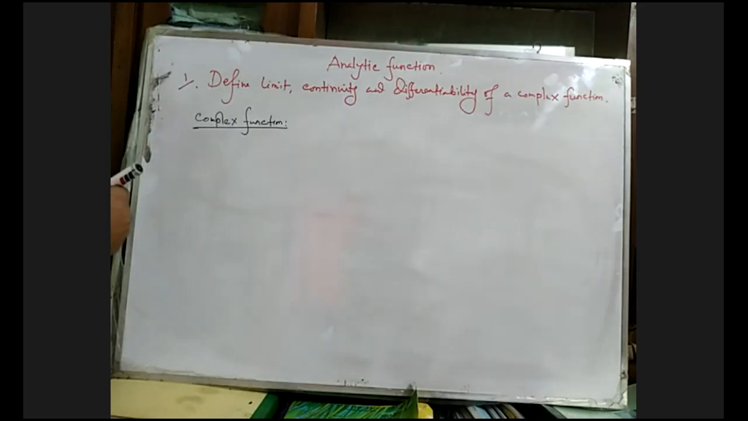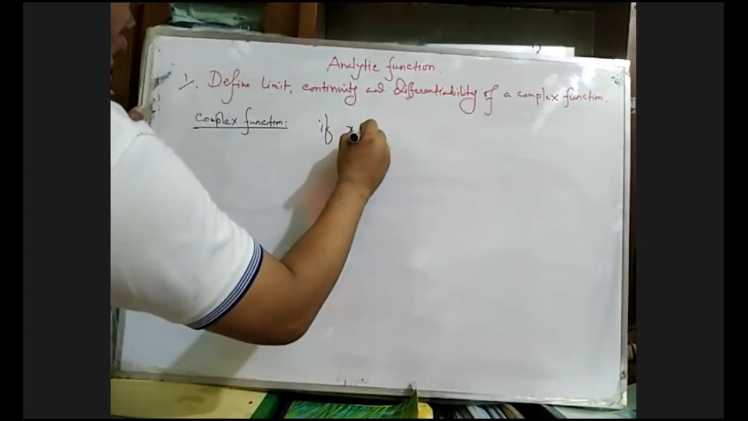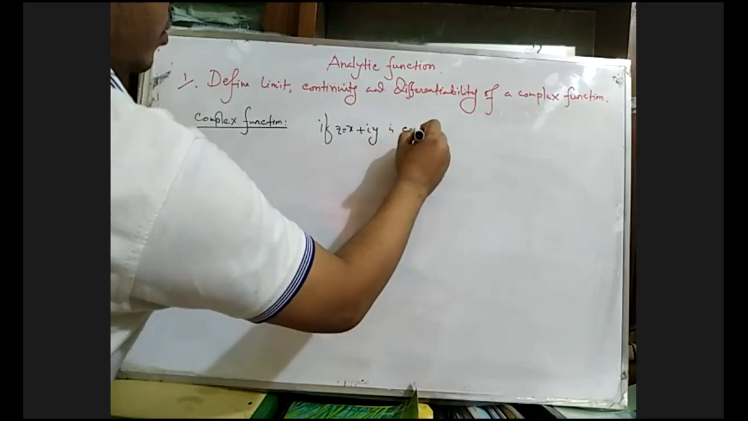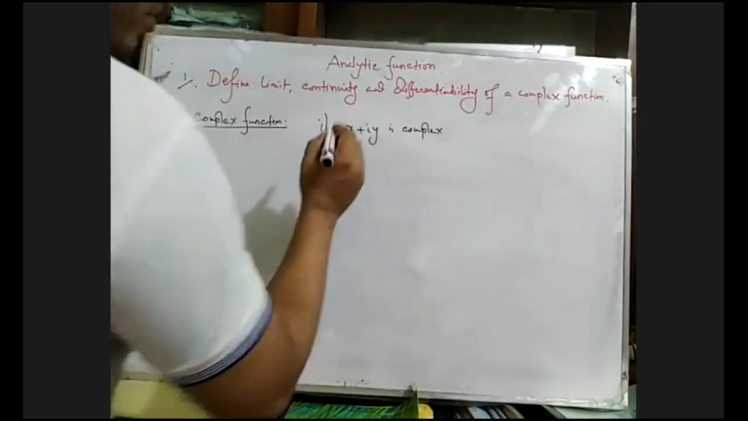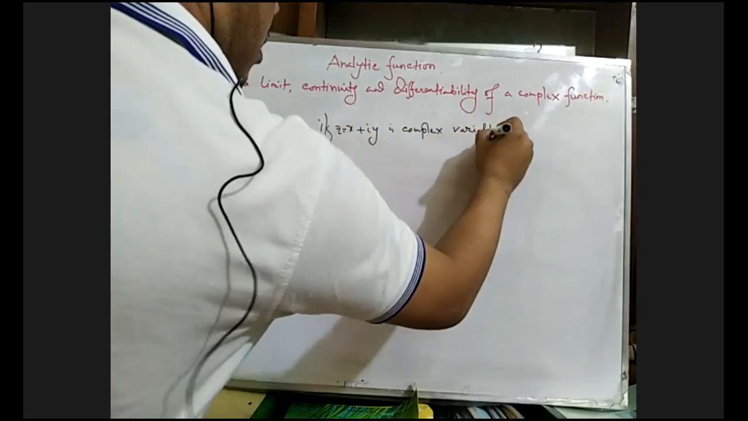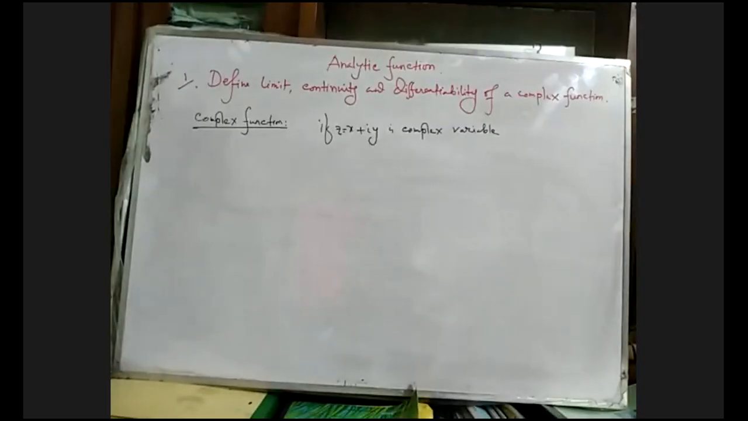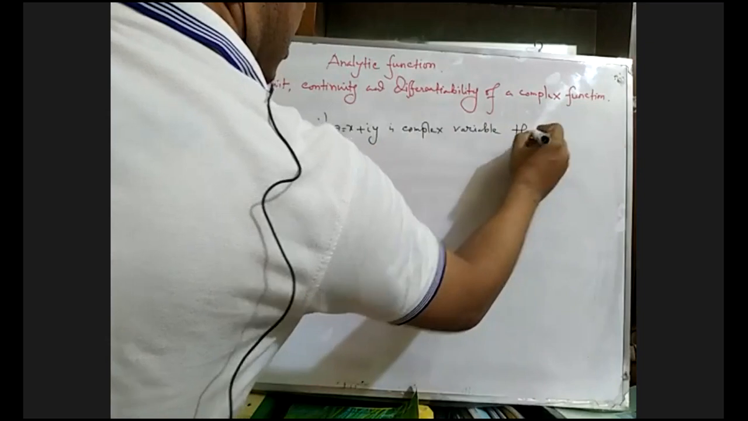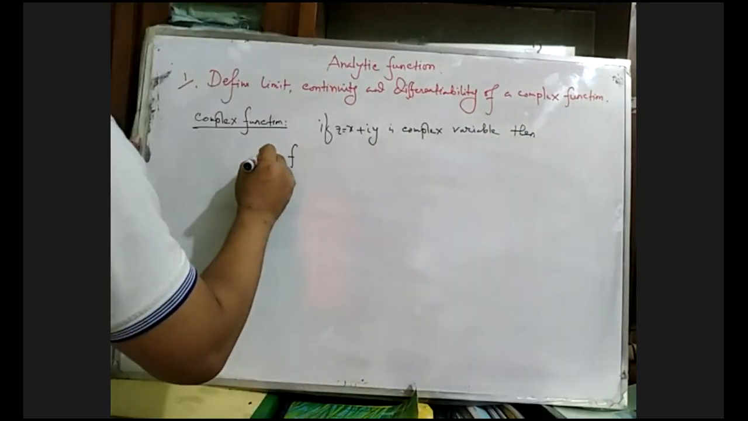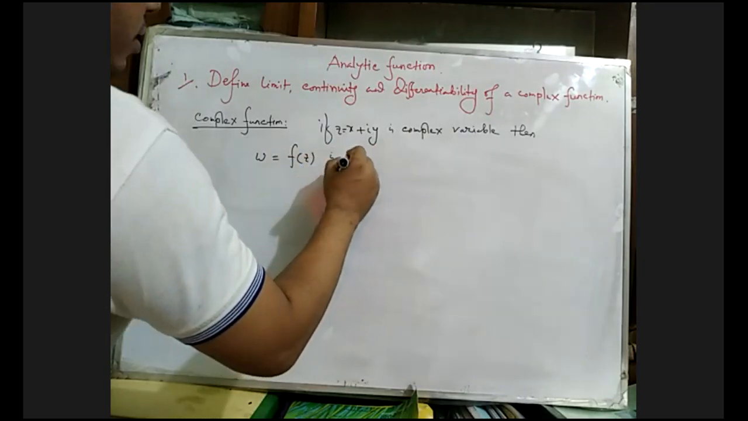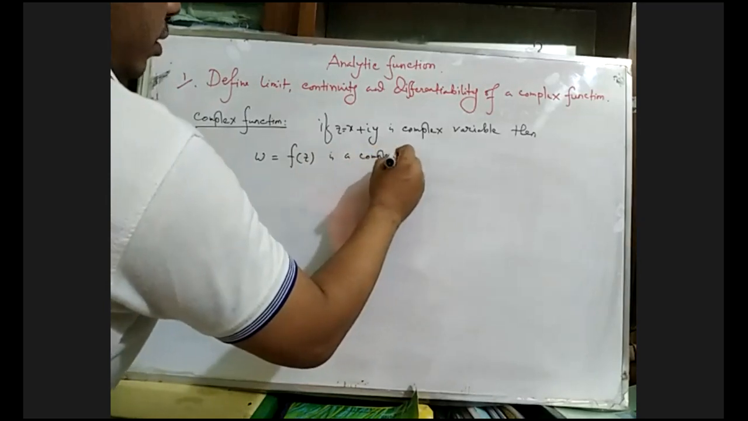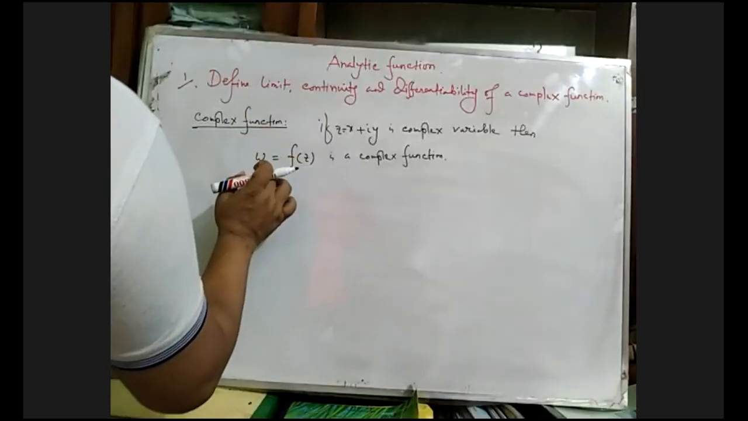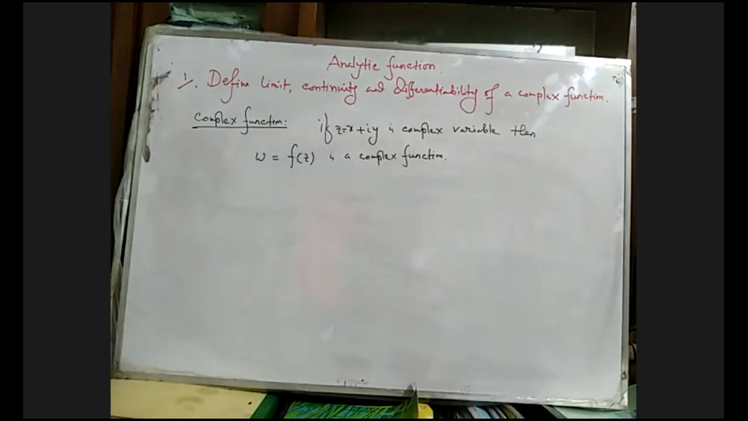We must know, if x plus iy, that means z equals x plus iy, is a complex number, is a complex variable which is denoted by z, then w equals f of z is a complex function. So if we denote z as the variable, then w is called a complex function.